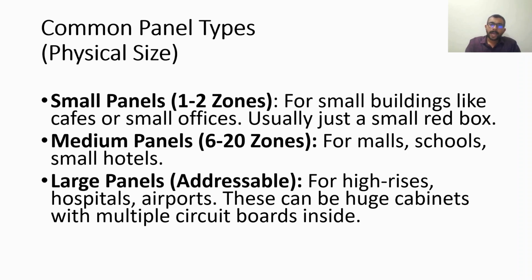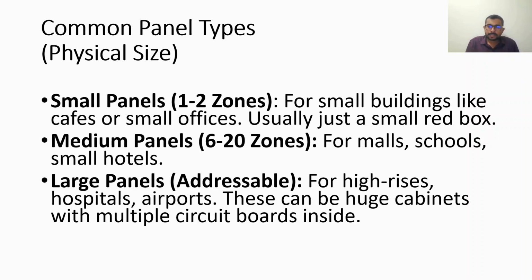Now, panels can come in various sizes based on the zones. Small panels comprise 1 to 2 zones. These panels will be installed in small buildings like cafes or small offices. It's usually a small red box, just a box, the normal conventional panels.